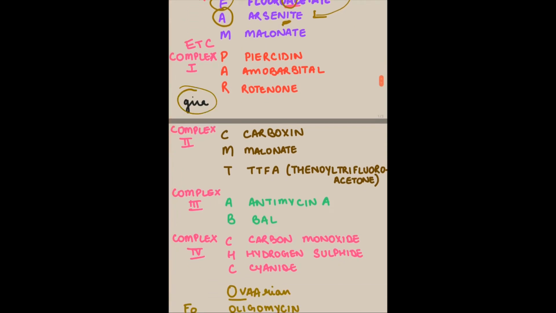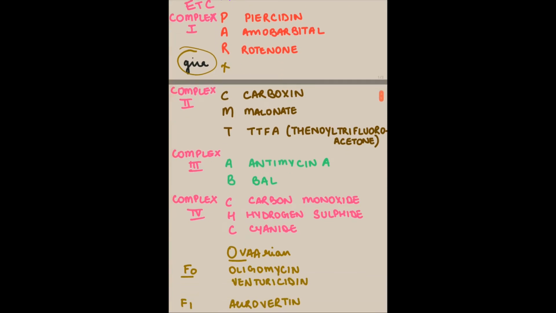Then GIRA, IAF FAM PER GIRA. GIRA I've written in black again because it does not stand for anything. Then COMET. So complex 2 inhibitors are COMET. So C for carboxin, M for malonate, and T for TTFA, which is thenoyltrifluoroacetone.